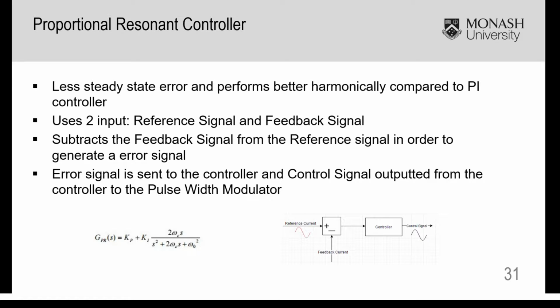It essentially takes the feedback signal and subtracts it from the reference signal in order to generate an error signal. This error signal is then sent to the controller and corrected according to the transfer equation shown below. And the corresponding control signal is outputted from the controller to the pulse width modulator.